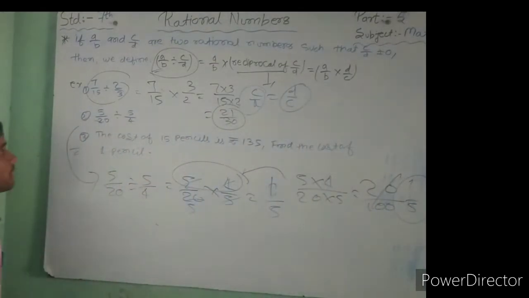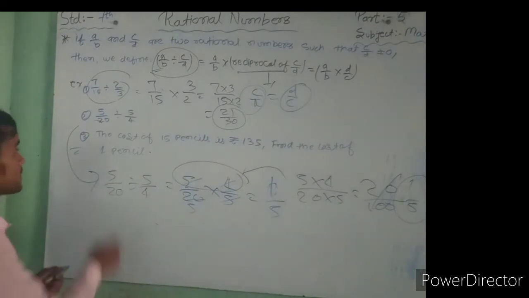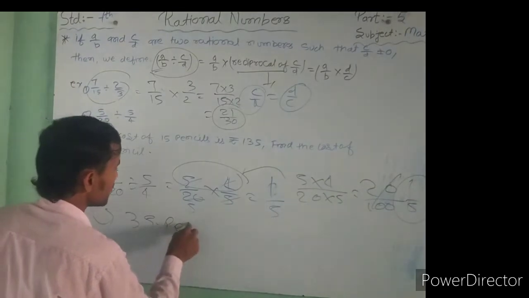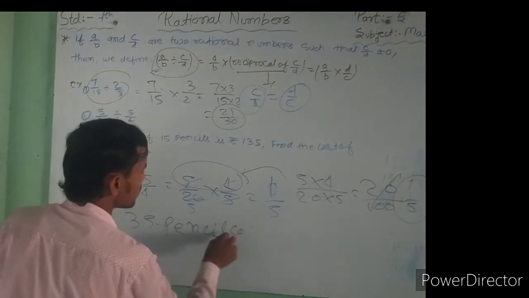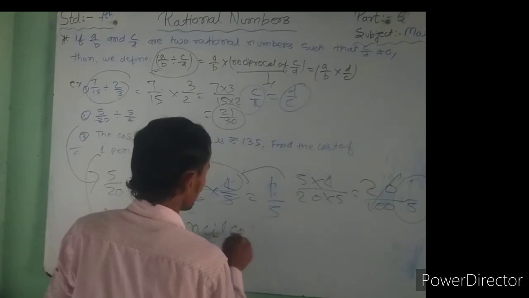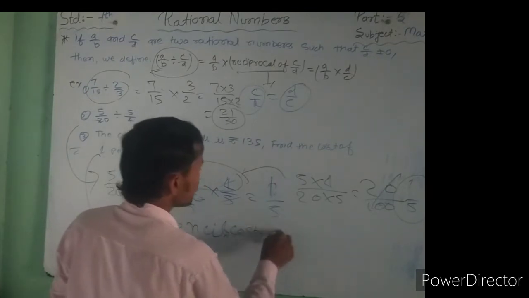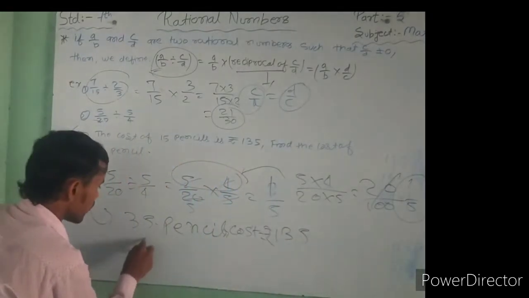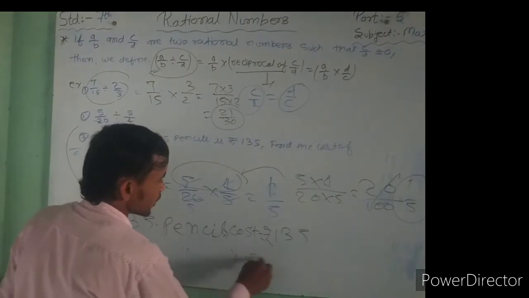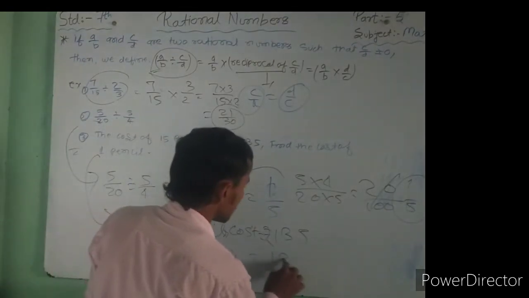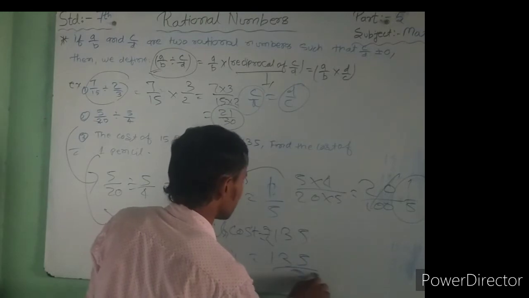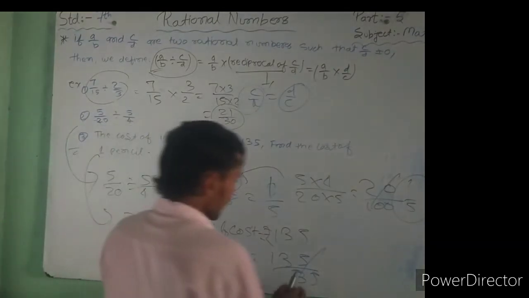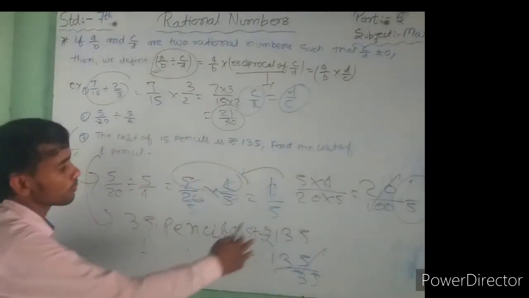Okay, next question is also available here. The cost of 15 pencils is equal to 135 rupees. So what is the cost of 1 pencil? It means divide 135 by 15. You divide it, and that's your answer.